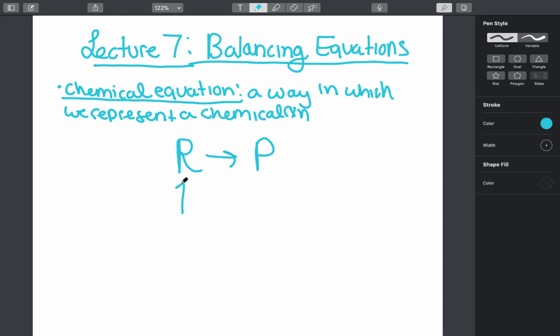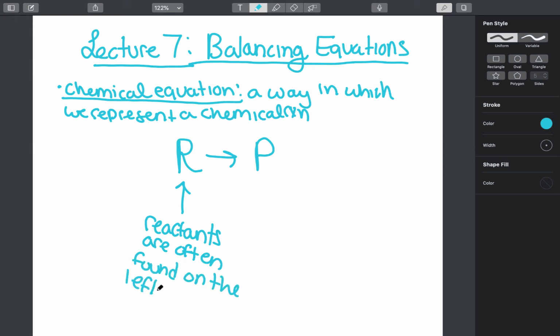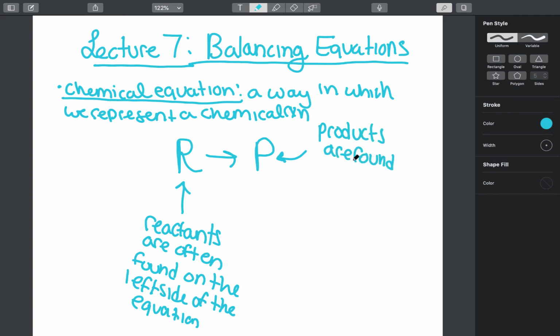The R represents reactants, and that's because reactants are often found on the left side of the equation. P stands for products. Products are found on the right side of the equation. So that's why I have the R here and the P here.